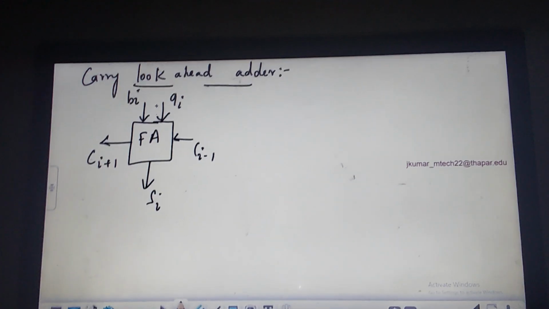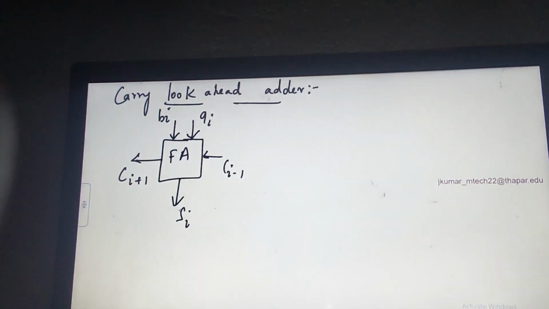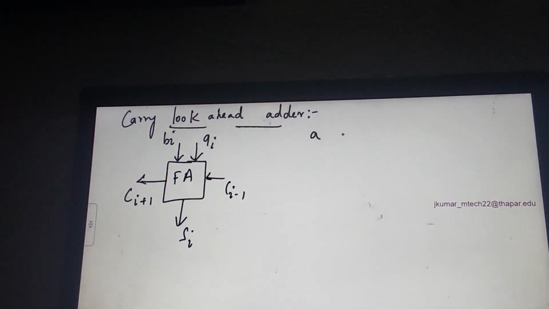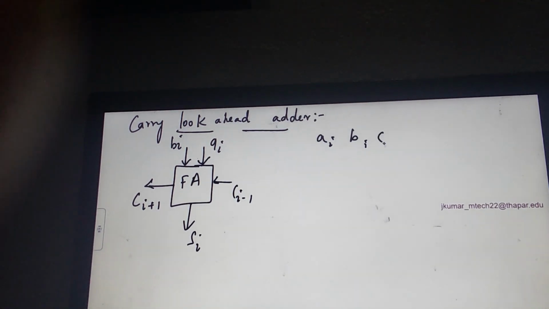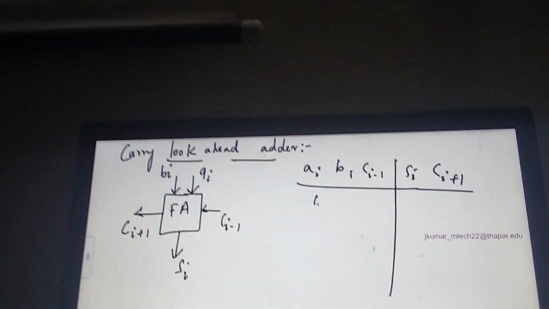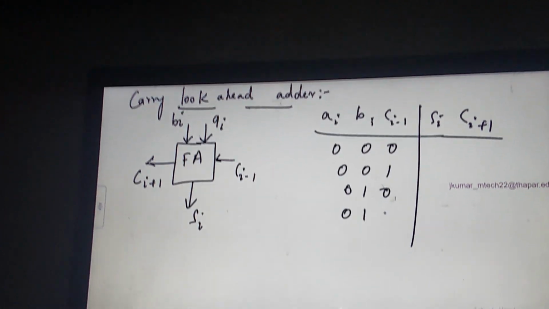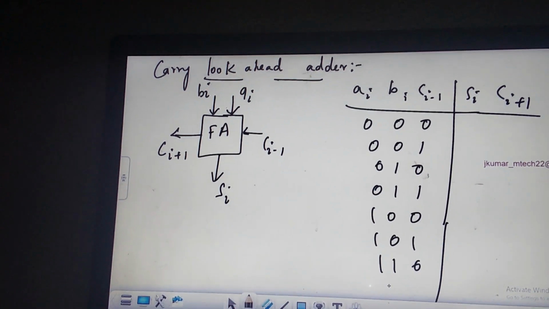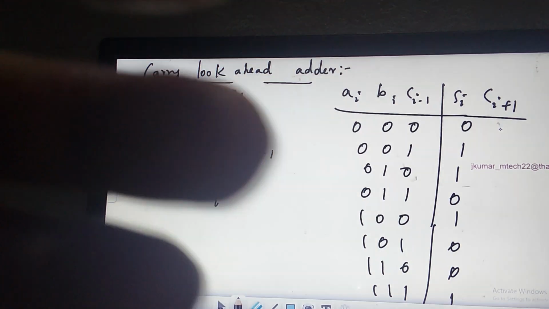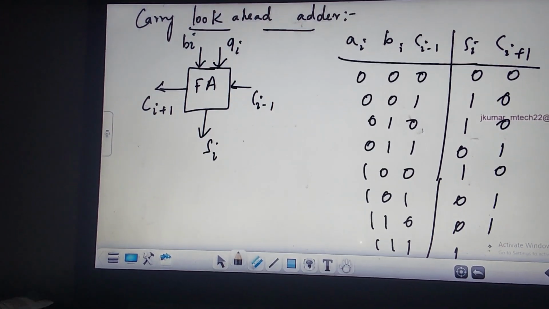This full adder I am representing in general. If i is equal to 0, we have A0, B0, S0, C1, and C minus 1 coming from the previous stage. If I write a truth table for this, I write Ai, Bi, Ci minus 1, the sum Si, and the carry Ci plus 1. There are 3 inputs, so 8 possible combinations. The sum is 0, 1, 1, 0, 1, 0, 0, 1. The carry is 0, 0, 0, 1, 0, 1, 1, 1.